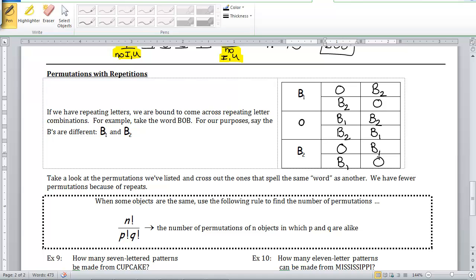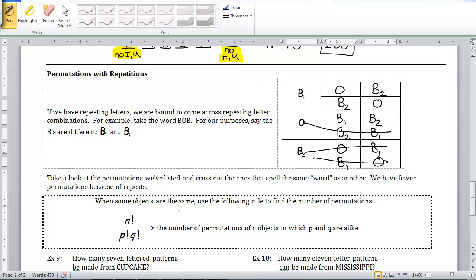If you take a look at the permutations that we've listed and cross out the ones that spell the same quote-unquote word as another one, you're going to have fewer permutations, because really in the word Bob, B is B, not B1 and B2. So looking up here, I've got B-O-B, but then down here I also have B-O-B. Then I have B-B-O, but again down here I have B-B-O. Also here I have O-B-B and O-B-B. So there were 3 repeating words.